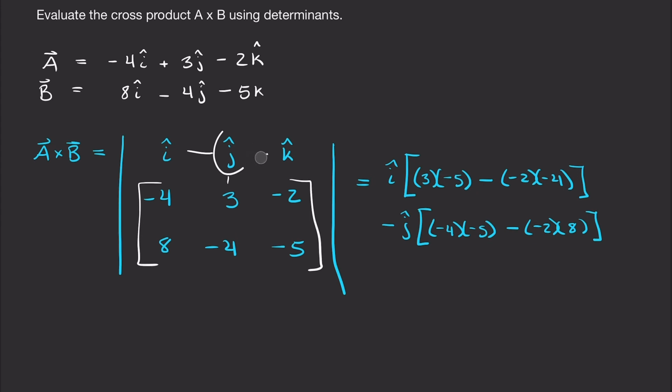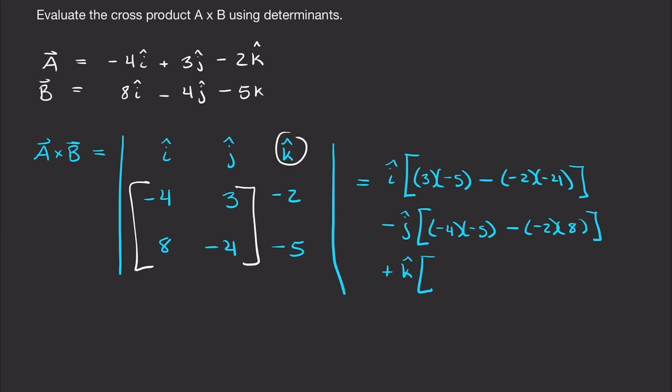Okay, now I want to do my last component. So that will be plus k hat, and it will be the determinant of this 2 by 2. So this will be -4 times -4 minus a 3 times 8. So you really have to be careful with your minus signs.